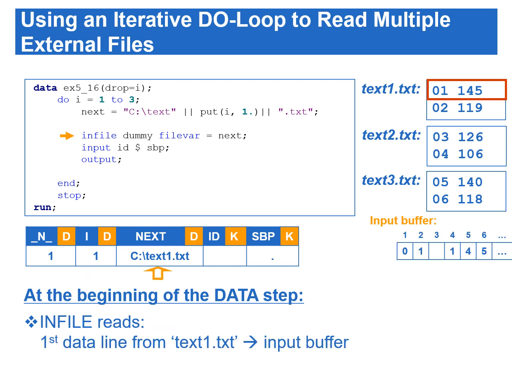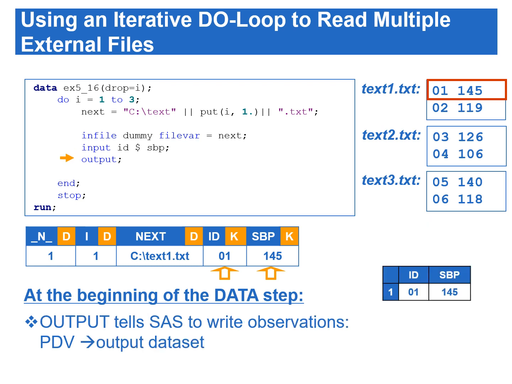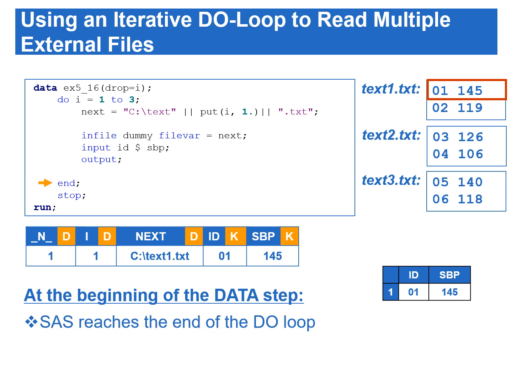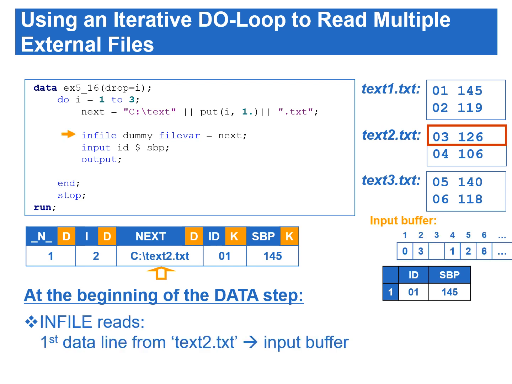The infile statement copies the first data line from text1.txt into the input buffer. The input statement reads data values, from the input buffer to the PDV. The output statement copies the data from the PDV, to the output data. SAS reaches the end of the do loop. SAS returns to the second iteration of the do loop. I is incremented to 2. The second file name is created. The infile statement copies the first data line, from text2.txt to the input buffer.